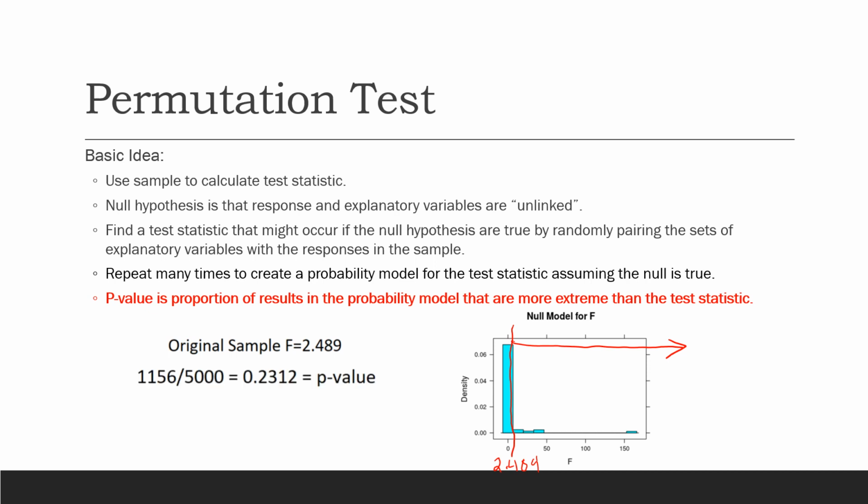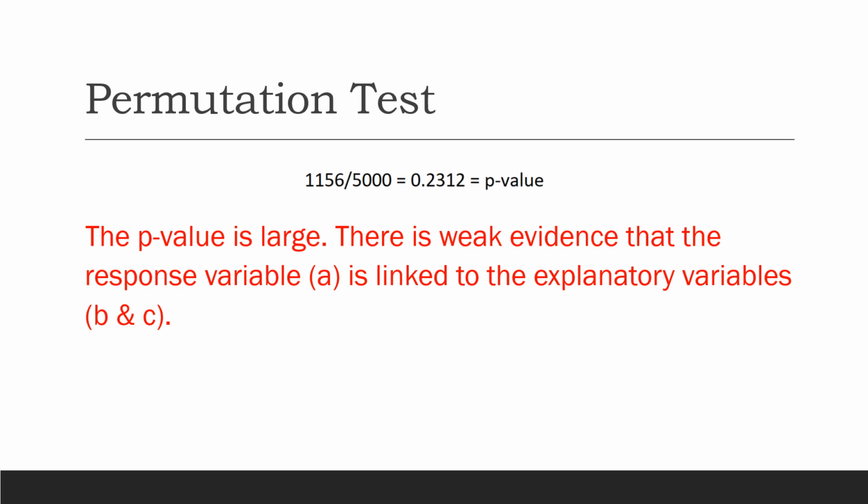So in this case, when I used the tally function to count them, I found that there are 1,156 results out there out of a total of 5,000 samples that I used. That proportion comes out to 0.2312, and that is my p-value. So with a p-value of 0.2312, that's a large p-value, right? Which means that there is weak evidence that the response variable is linked with the explanatory variables.